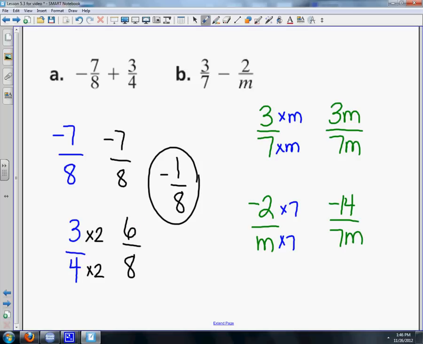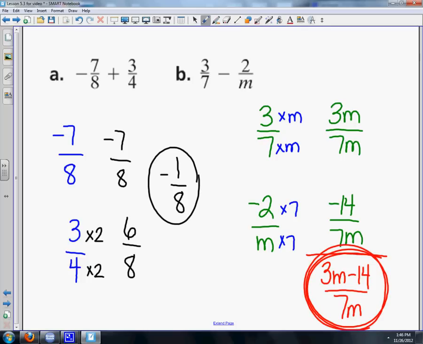So now I combine them. And I get 7m in the denominator because that's my common denominator. And then I have 3m minus 14. And then that is it.